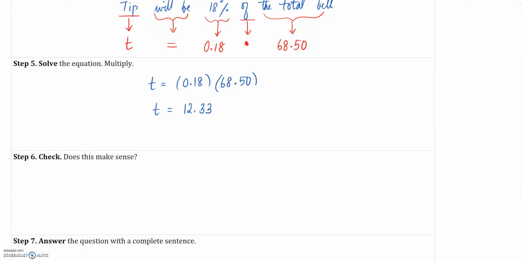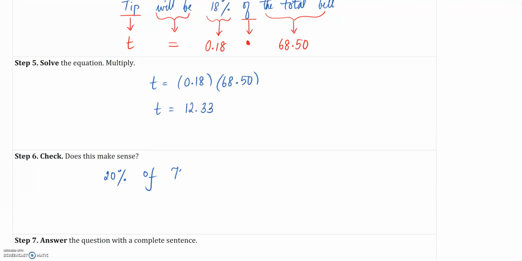So let's check this. To check it, I could just use 18% of the total bill, which is $68.50. We're going to get the same thing. We just multiplied it in the previous step. So in order to make more sense, I would rather round the 18% to a 20%. And the total bill, I would rather round it to $70, right?